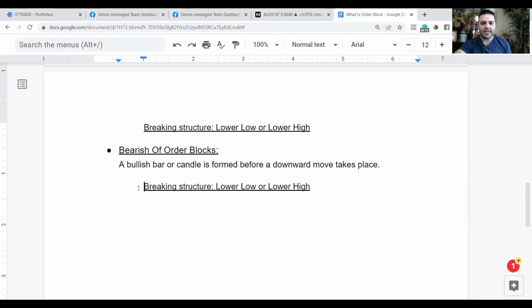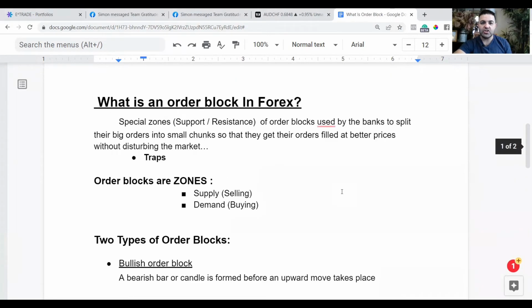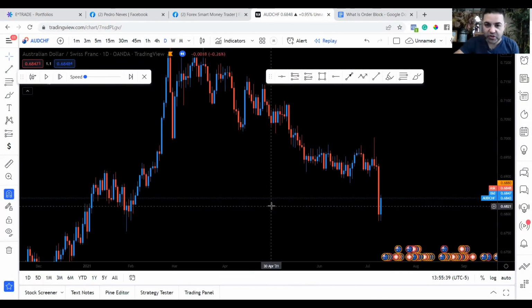So and then basically breaking structure, lower low or lower high. All right, so let's jump into the chart. I'm going to explain this to you.